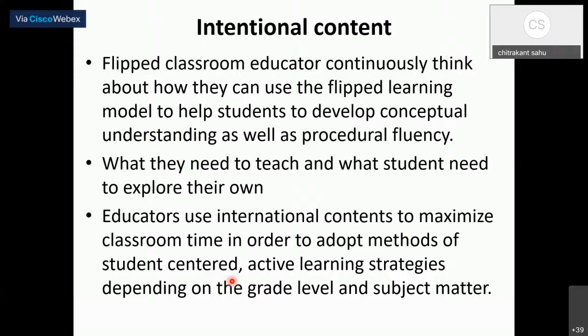So educators use intentional content to maximize classroom time in order to adopt methods of student-centered active learning strategies, depending upon the grade level and subject matter. So there is full flexibility in terms of the contents. The teacher can recommend intentional content from other good universities for teaching in their class.